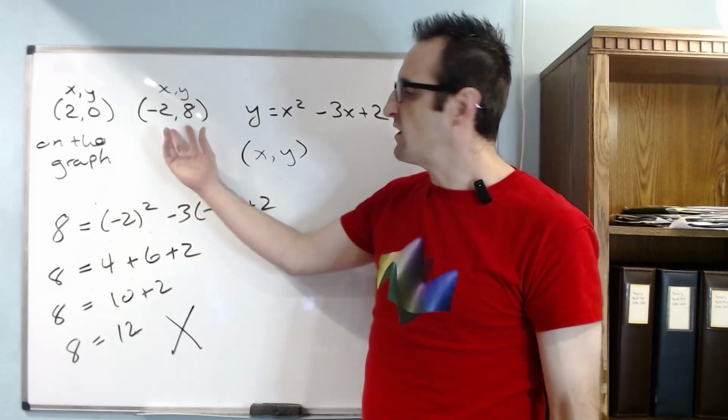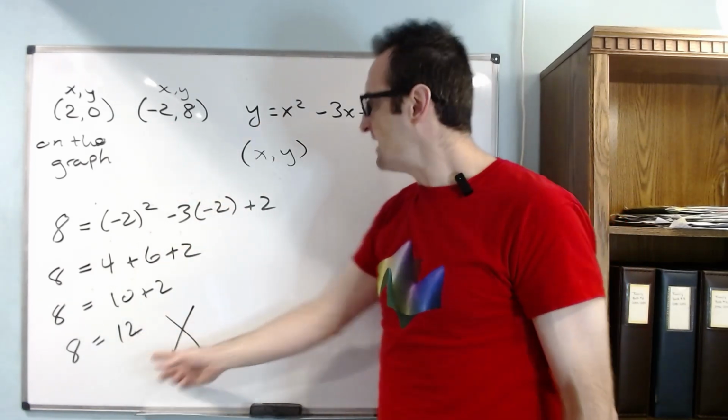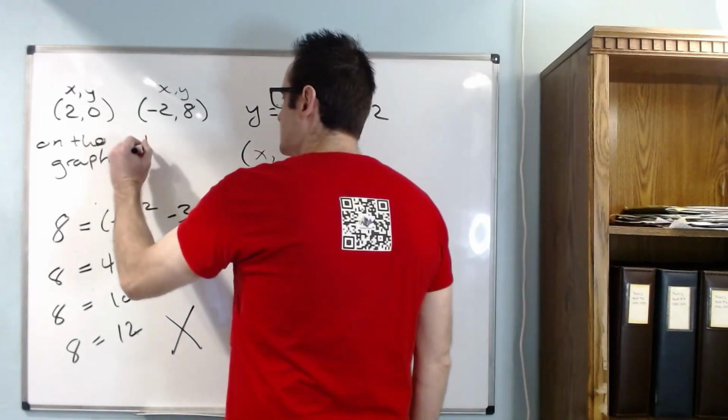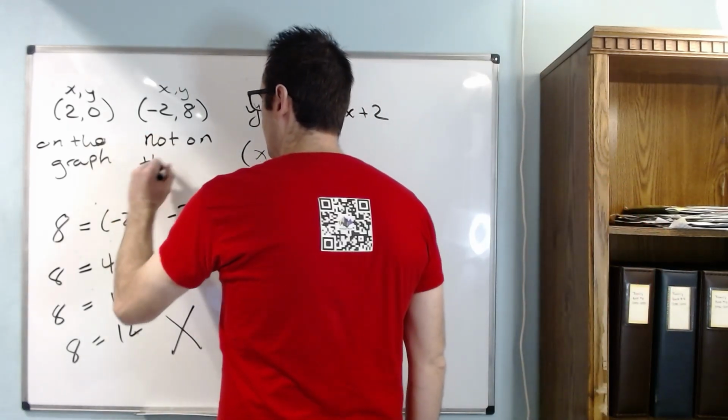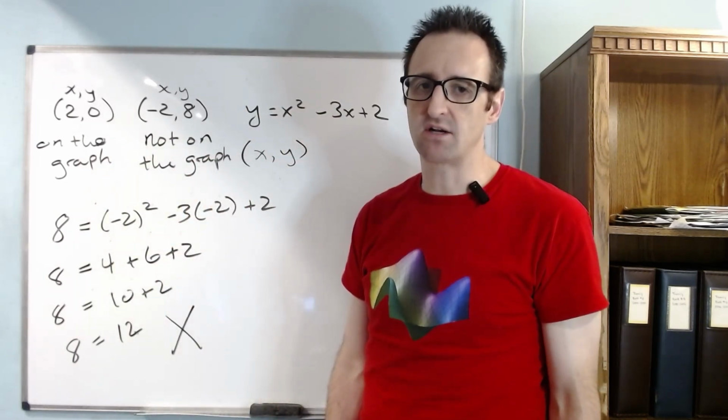So because plugging this point into this equation yielded a false statement, it means that this point is not on the graph of that equation. So this is not on the graph. And that's how you identify whether or not a point is on the graph of an equation.